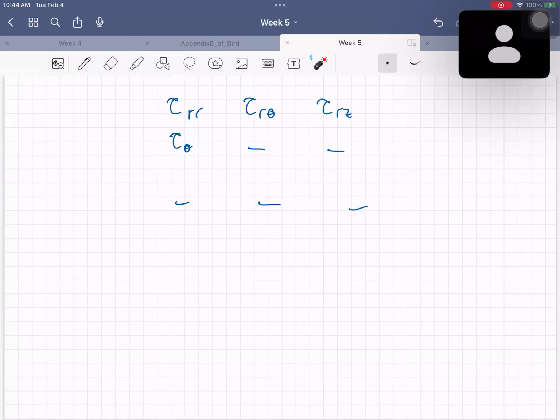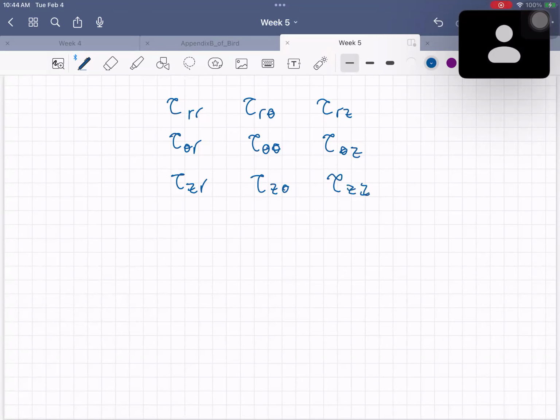Tau RR, tau R theta, tau RZ, let me write it anyway. Tau theta theta, tau theta Z, tau RZ, I can hear that. Why? That's a correct answer, by the way.